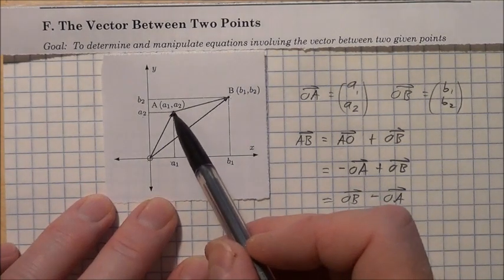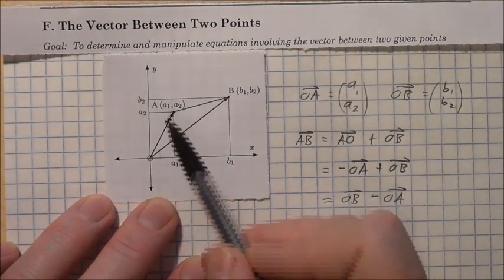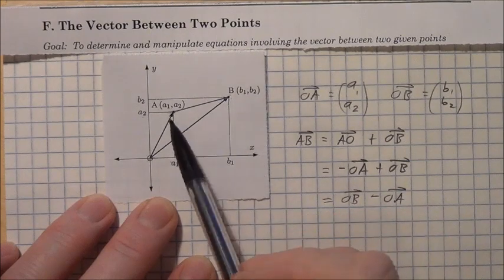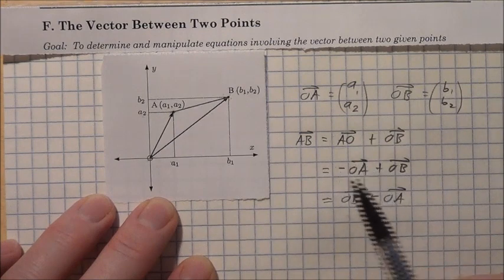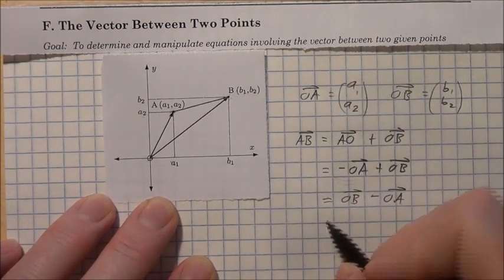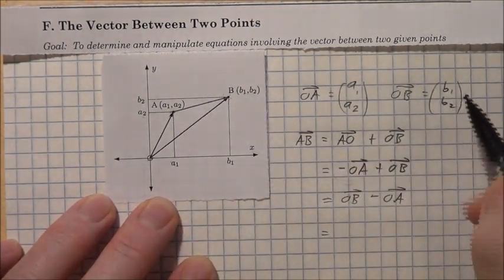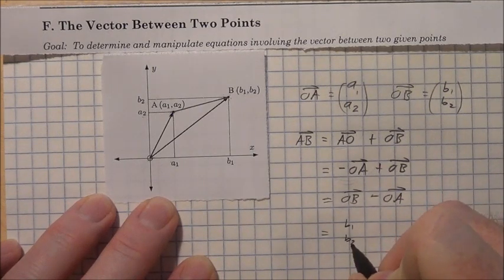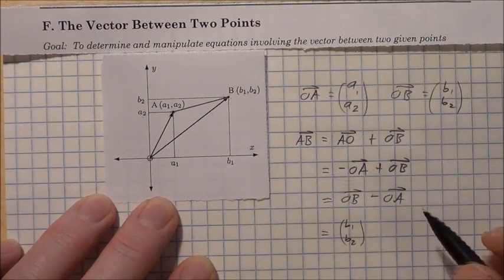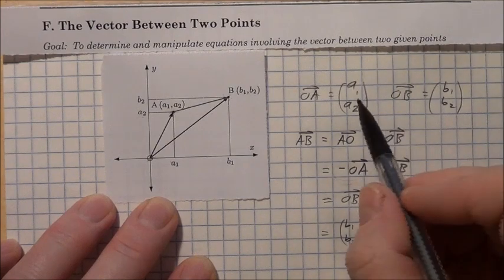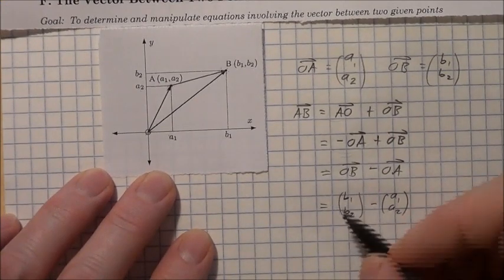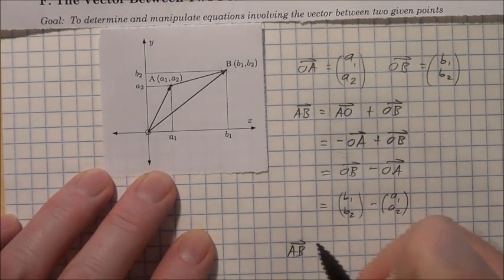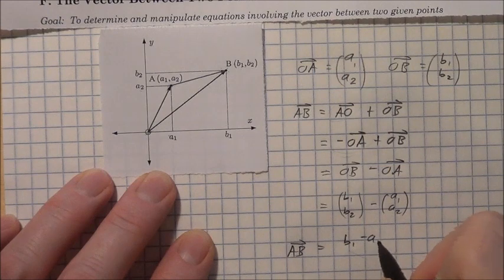Okay, so going from A to O, A to the origin, and up to B is the same as going from A to B. And AO is just the negative of OA. And OB, we know, is B1, B2, and minus OA, which is A1, A2. Therefore, vector AB can be found by B1 minus A1, B2 minus A2.